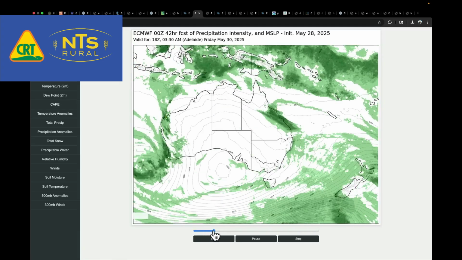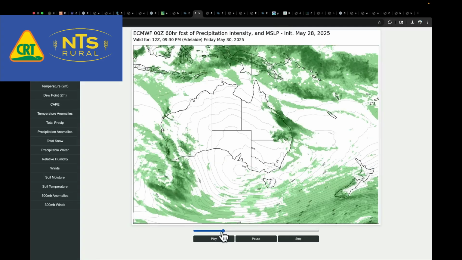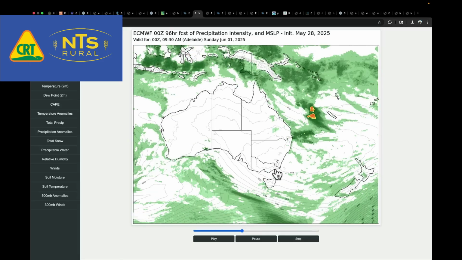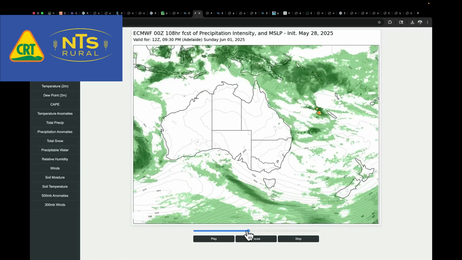As we play it through the rest of the day on Thursday, much more widely scattered rain is over this part of Queensland and here in Western Australia. High pressure dominates just south of Adelaide. As we then get into Friday and Saturday, we see the high pressure sliding off into the southeast. But watch what happens early next week.